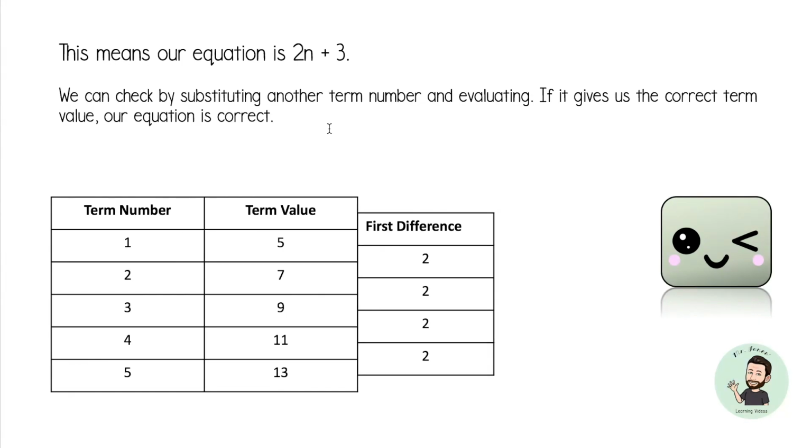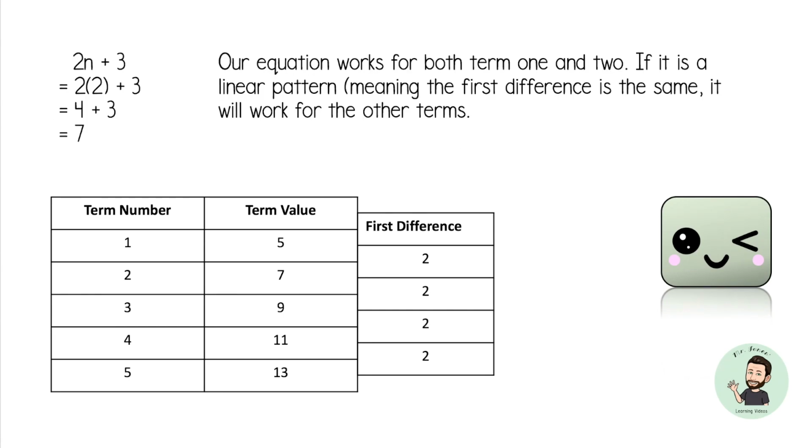We can check by substituting another term number and evaluating. If it gives us the correct term value, our equation is correct. So we'll do that now. So we'll use our second term number, so 2n plus 3, 2 times 2 plus 3, 4 plus 3 gives us 7, and when we check, our term value is indeed 7 for the second term number. So our equation works for both term 1 and term 2. If it's a linear pattern, meaning that the first difference is the same or constant, it will work for the other terms.